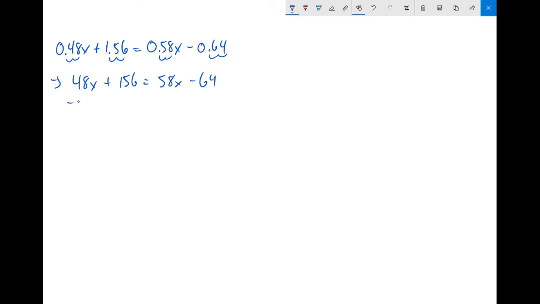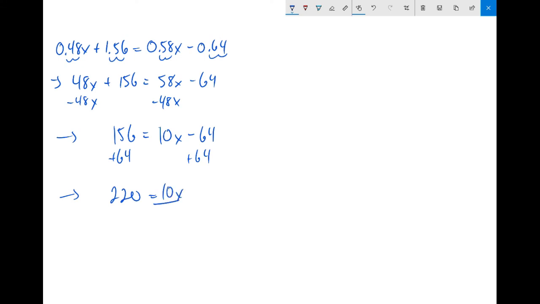So we would want to bring all our x terms to one side. I would probably bring them over here so they stay positive. So you'd be left with 156 equals 10x minus 64. And then you can send your 64 over to the other side. And what does that come out to be? If you add those, 156 plus 64, 220 equals 10x. And then you can divide both sides by 10 so that you would get 22 for your solution there.